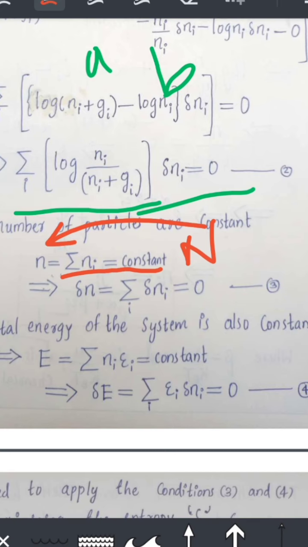And also from this equation you can take the differential on both sides. You can see that delta n is equal to, you can interchange the summation and the differential, I already talked about that, summation over i delta ni is equal to 0.